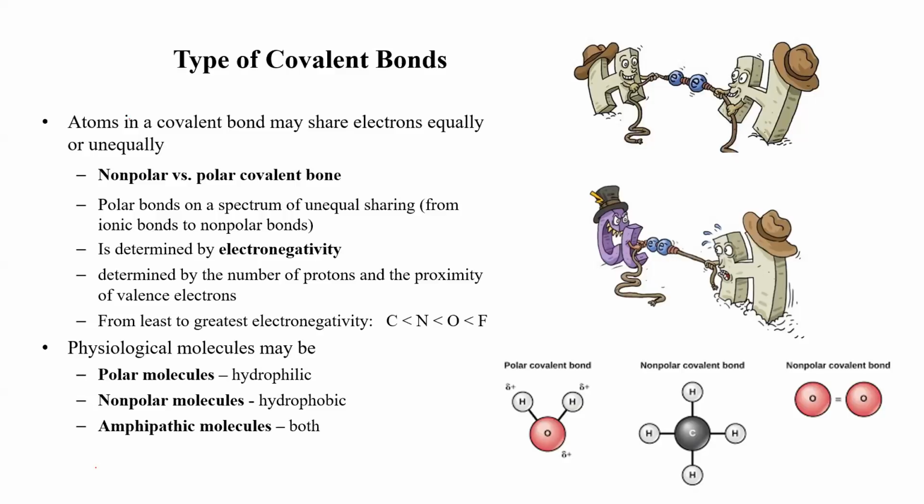A polar molecule will have oxygen and nitrogen and chlorine and fluorine and things like that. They tend to be hydrophilic, which means that they are water loving, that they dissolve well in water. Non-polar compounds, where there is equal sharing of electrons, tend to be hydrophobic, which means they're water fearing. They don't dissolve well in water.